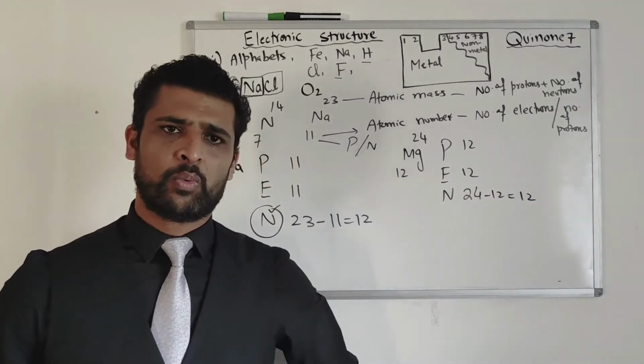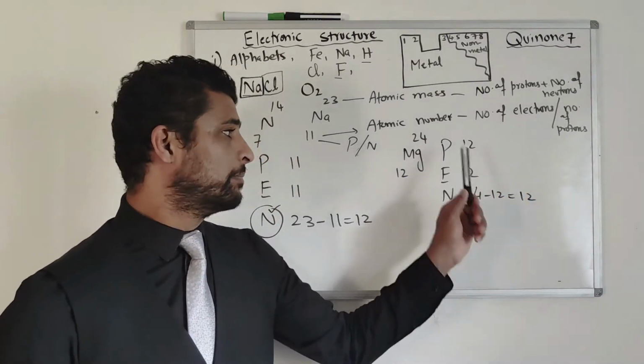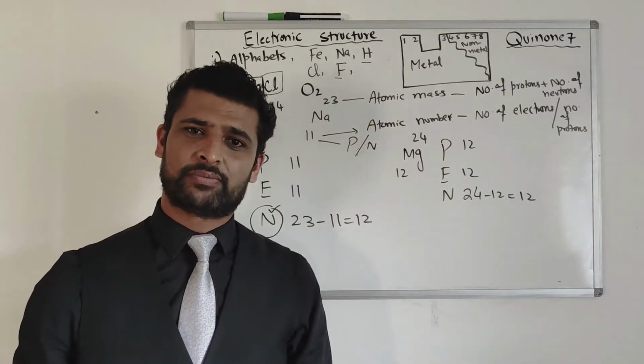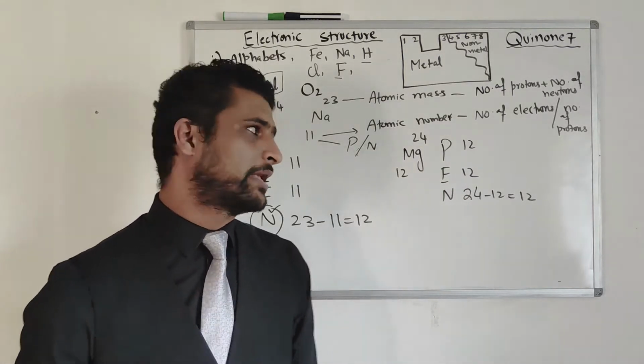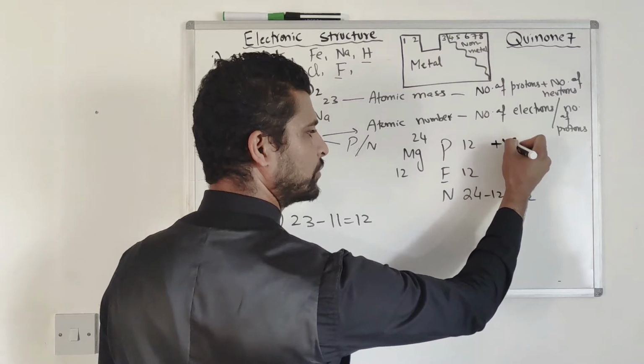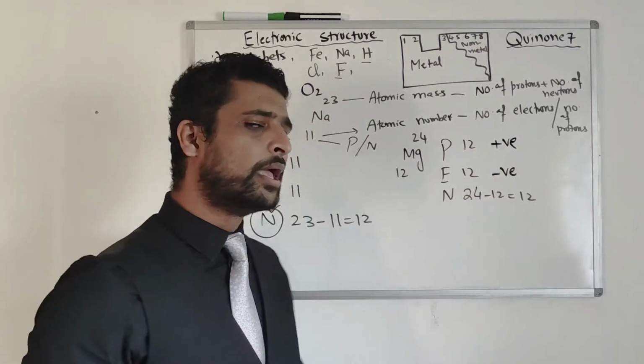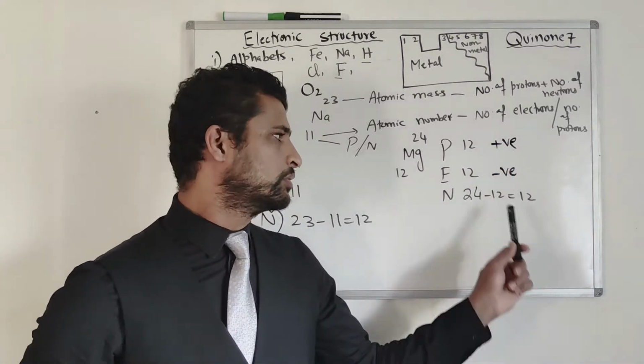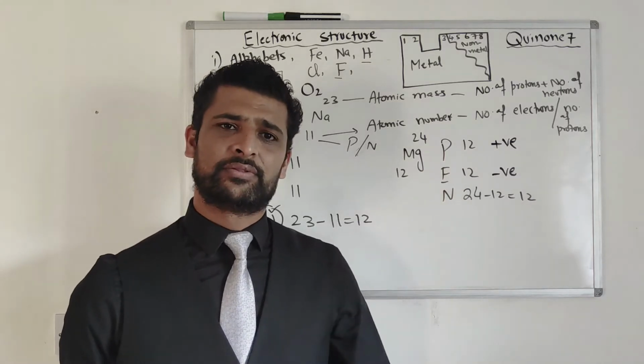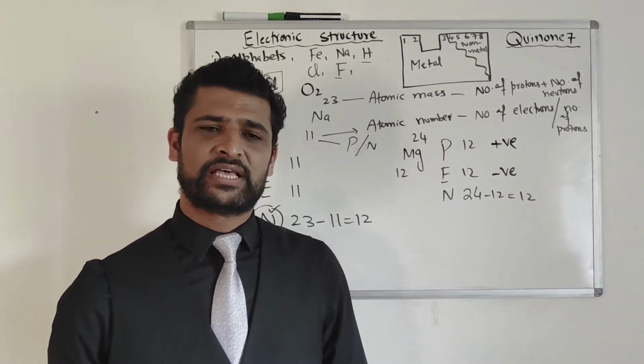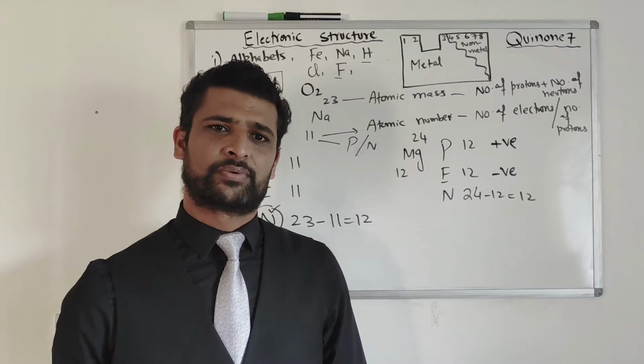Here's the point. Why do you think that the number of electrons and protons are equal? Because protons carry positive charge, electrons carry negative charge. Every stable atom, or all the atoms you have when they are in their atomic state, always have an equal number of electrons and protons.